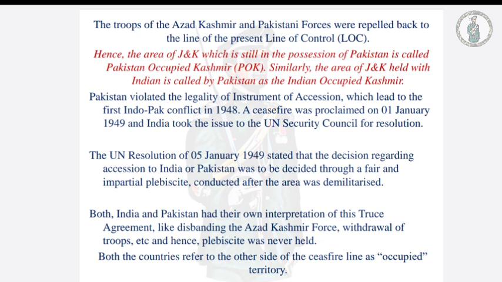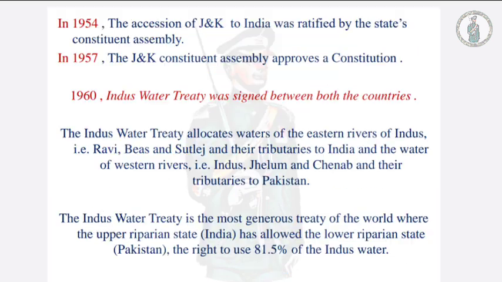And the UN called the line where the Azad Kashmir forces were repelled the ceasefire line, and both countries refer to the other side of the ceasefire line as occupied territory. Later in 1954, the accession of Jammu and Kashmir to India was ratified by the state's Constituent Assembly, and India gave special status to the state of Jammu and Kashmir through Article 370 and Article 35A.